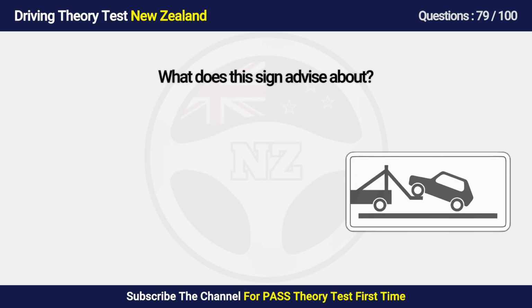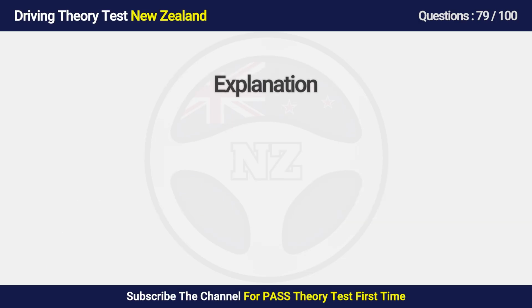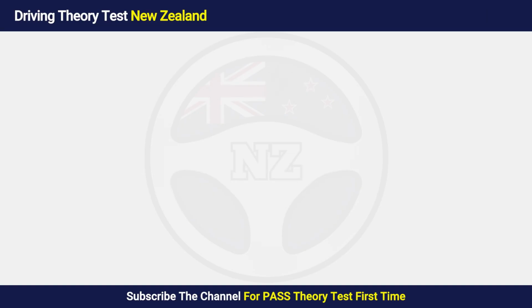Question 79. What does this sign advise about? A. Zone, B. No parking, C. Vehicle service area, D. Emergency stop lane. Answers is A. Zone. This sign indicates a zone. Vehicles parked illegally in this area may be towed away at the owner's expense. Park only in areas.